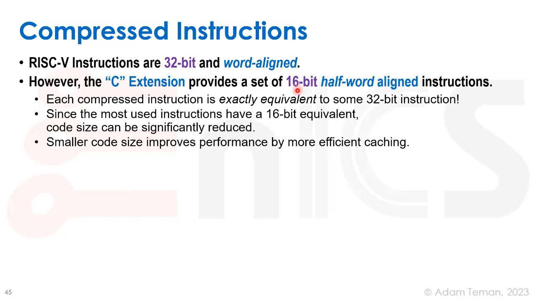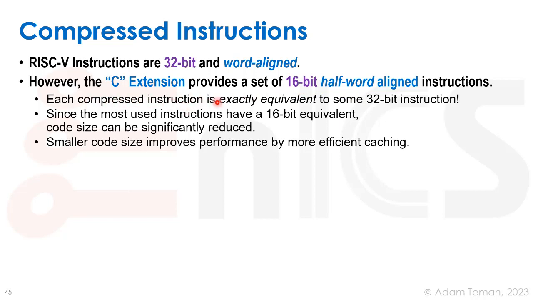So what it does is it takes some instructions that are very commonly used, compresses them down and encodes them in an instruction that's only 16 bits long, and then we can fit 2 instructions inside one word. Therefore we can have an instruction that's 16-bit followed by an instruction that's 32-bit. So we have this misalignment on the half-word level.